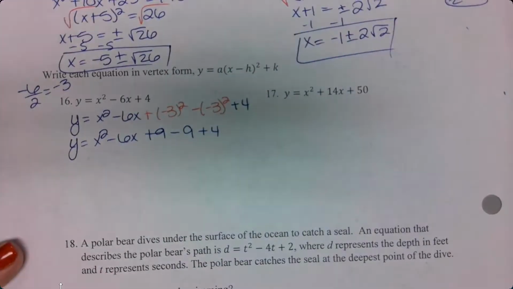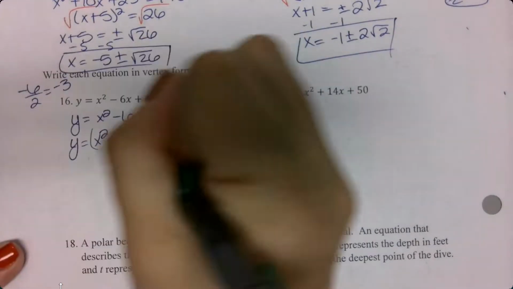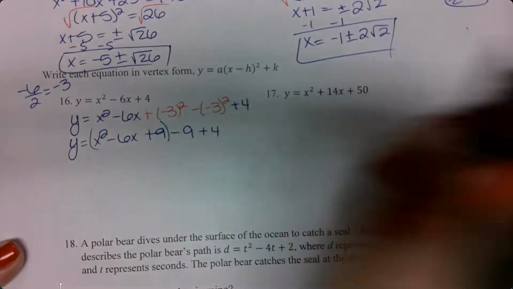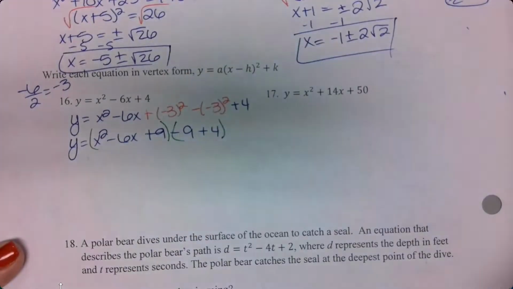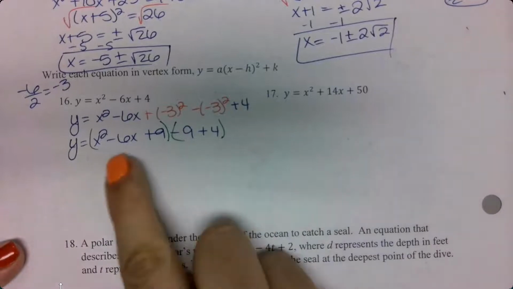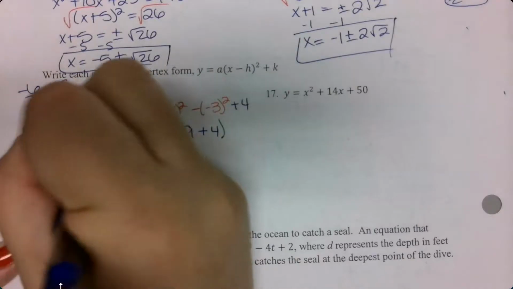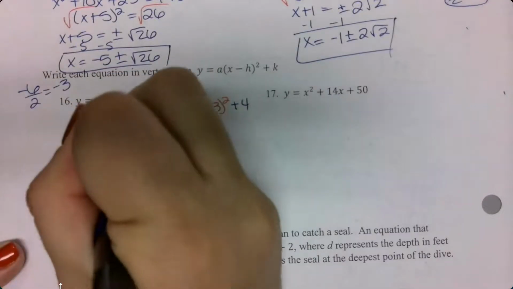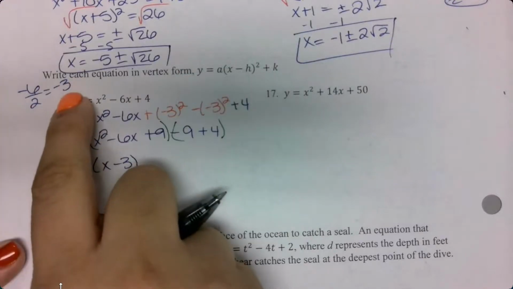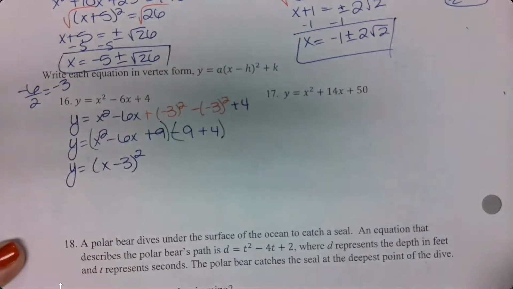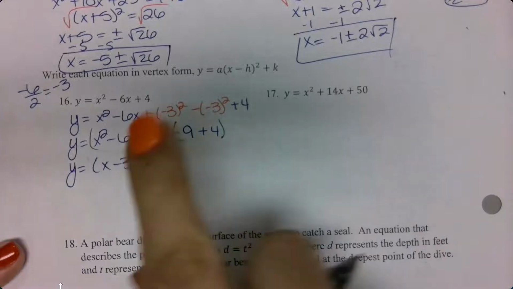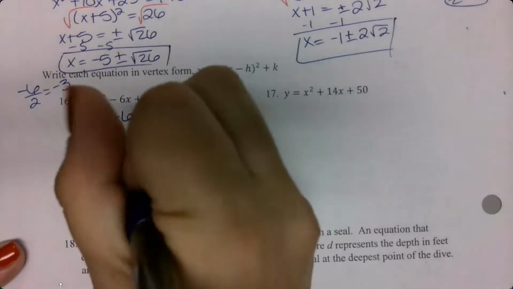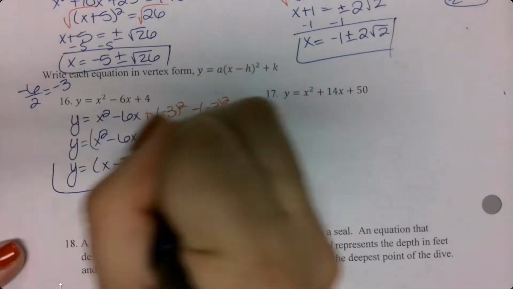So I'm going to put these in 2 groups. I'm going to have this group, which is my quadratic, and this group, which is just my numbers. So then I want to factor my first part. That is going to be x minus 3. Again, should be half that value I got. Squared, because there's 2 of those. And then I just want to do negative 9 plus 4, which gives me negative 5.